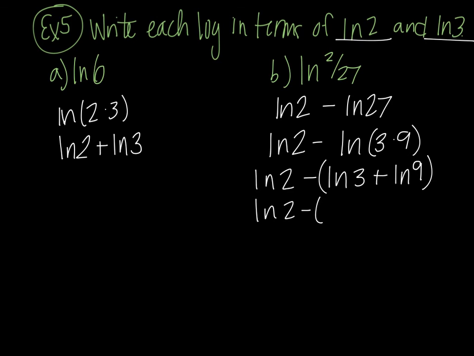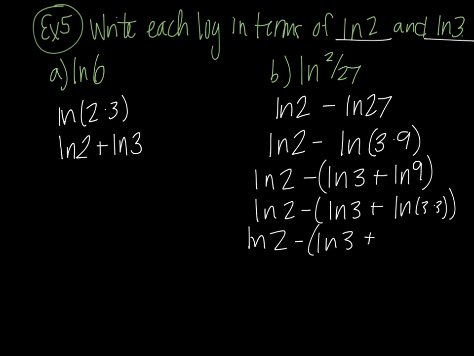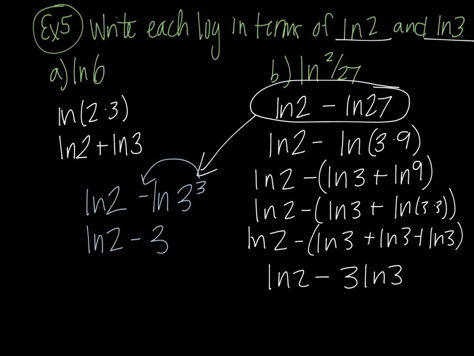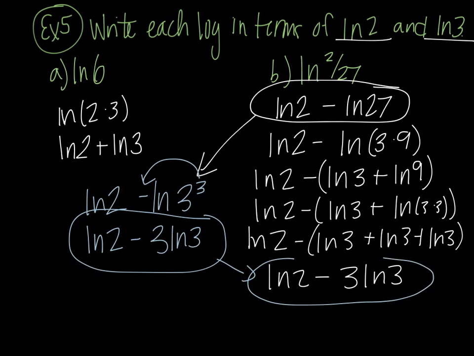Then you might be like, okay, well, 9 is the same thing as 3 times 3. So then that's the natural log of 3 plus the natural log of 3 plus the natural log of 3. That's the same thing as 3 natural log of 3's. There's 3 of them. Or a much simpler way would have been to start here where I'm circling and say, okay, that's the same thing as the natural log of 2 minus the natural log of 3 to the third power. Then we would use the power rule to move the exponent to the front. And booyah, you get the same answer. Neato.